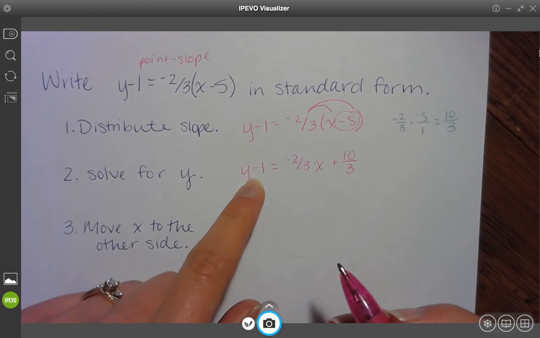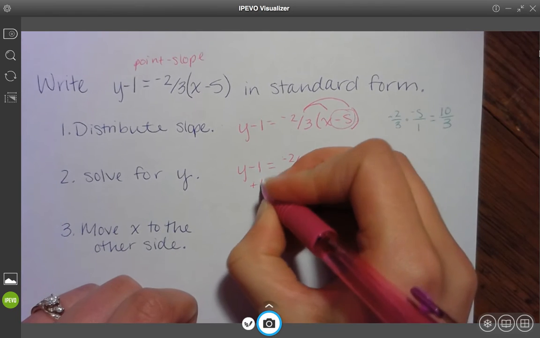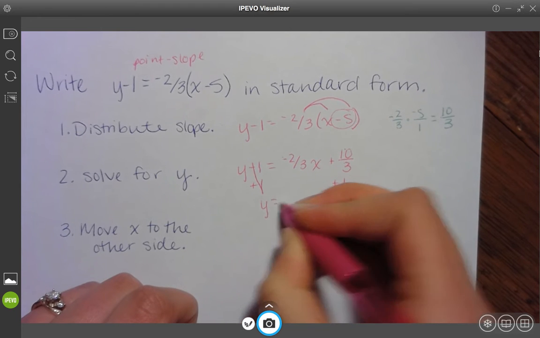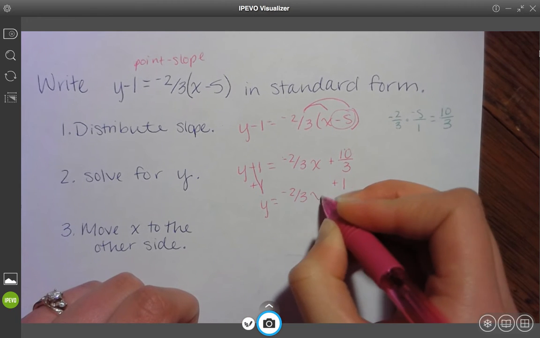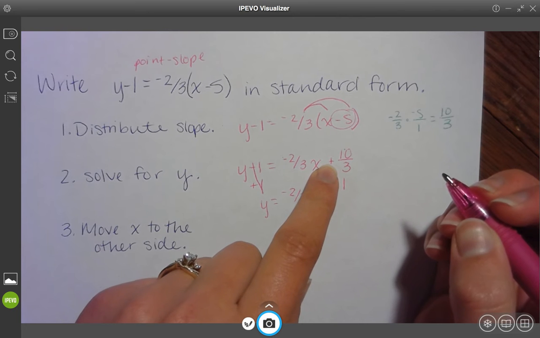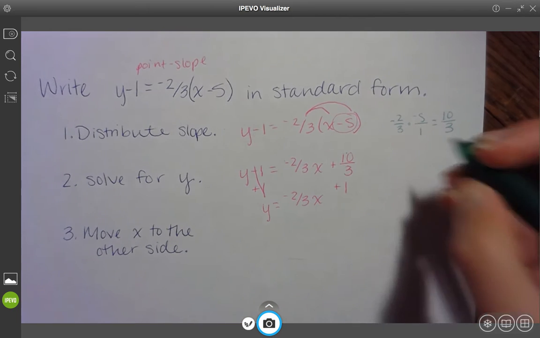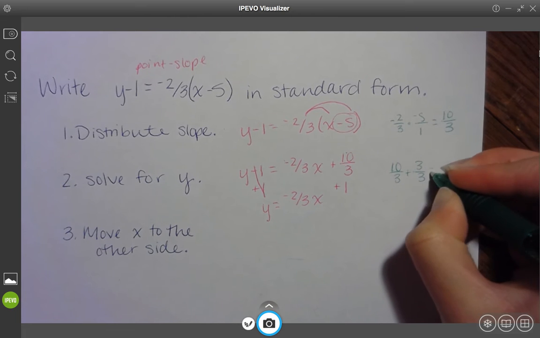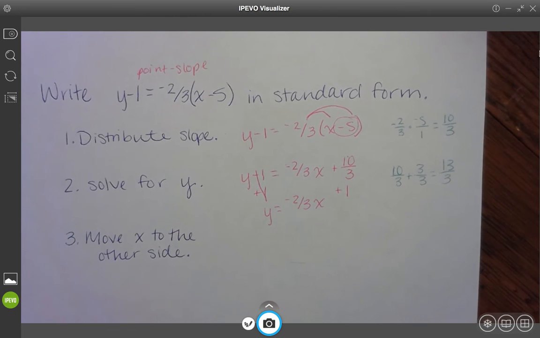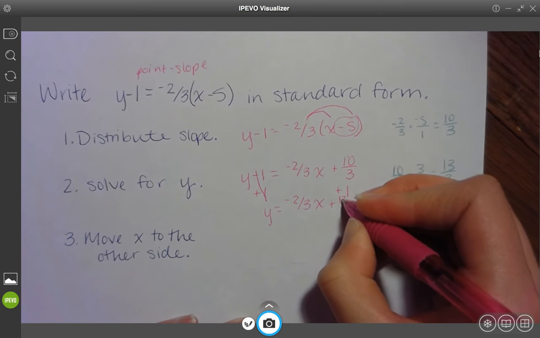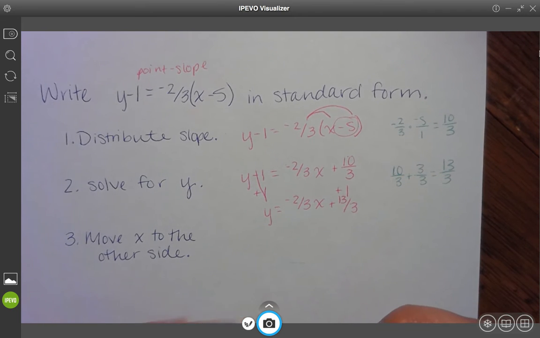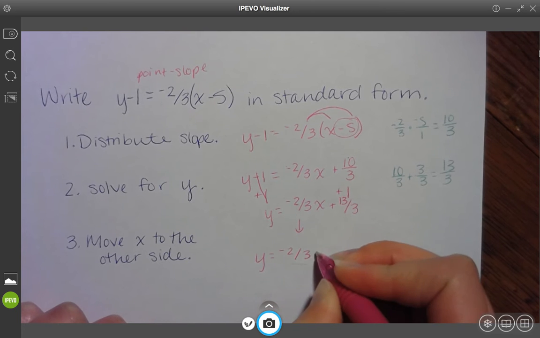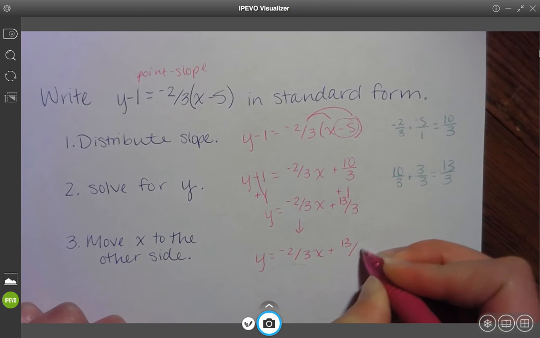So to solve for y, I need to get rid of this minus 1 by adding 1 to both sides. That cancels. I get y equals negative 2/3 x, and I'm doing 10/3 plus 1. So it's 10/3 plus 3/3, which is 13/3. Right? And I'm going to bring this down here. So now I have y equals negative 2/3 x plus 13 over 3.